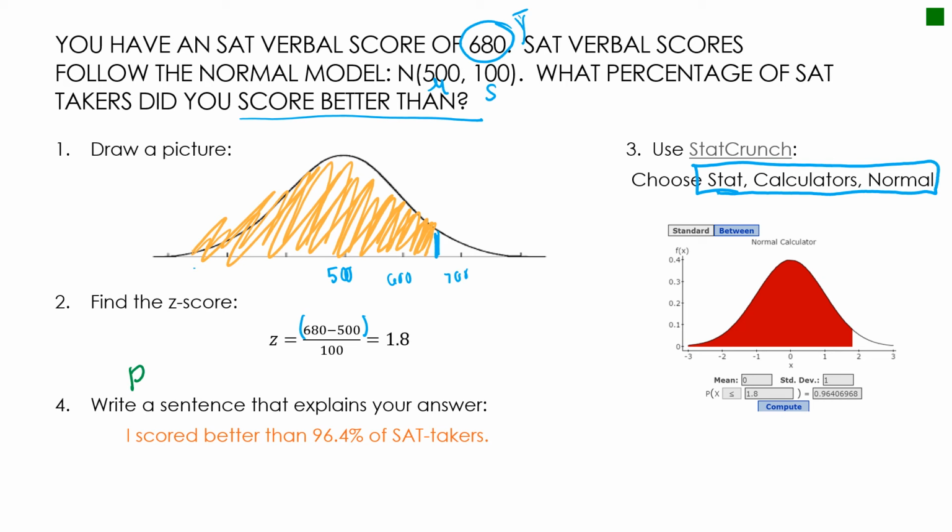I would say the probability that some score is less than or equal to 680 is equal to the probability that my z-score is less than or equal to 1.8, is equal to 0.9641. And then what does that mean? It means I scored better than about 96.4% of SAT takers.